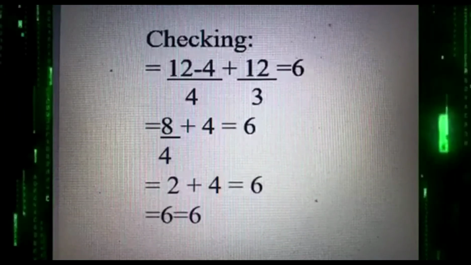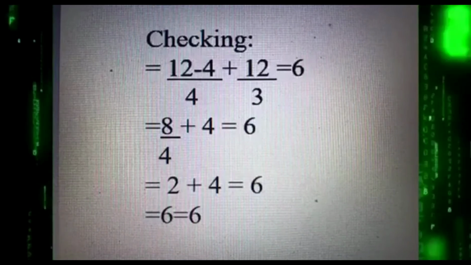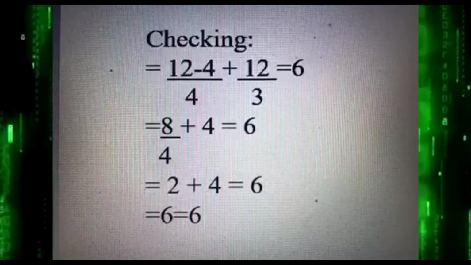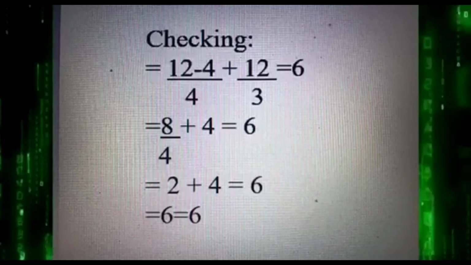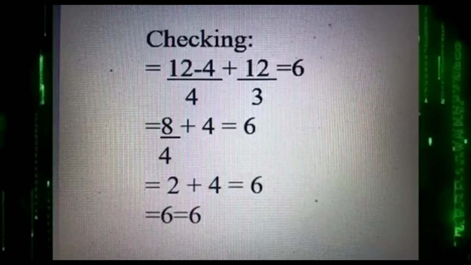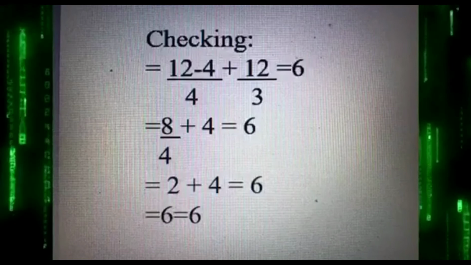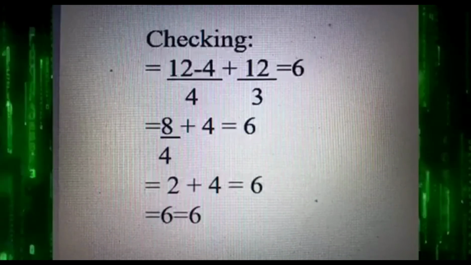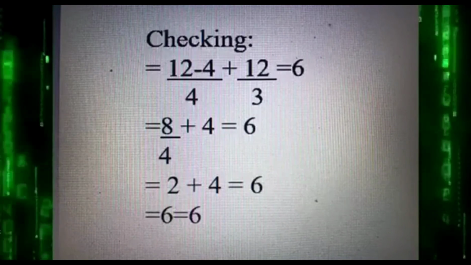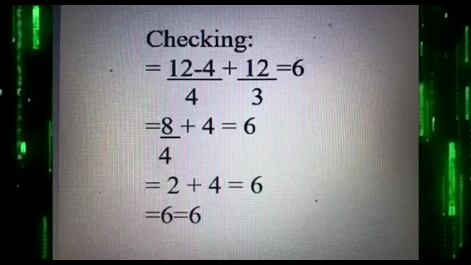So it is going to be (12 minus 4) over 4 plus 12 over 3 equals 6. So 12 minus 4 equals 8, copy over 4, plus 12 divided by 3 is 4, equals 6. So 8 divided by 4 is 2, bring down 4 and 6. So 2 plus 4 equals 6, and bring down equals 6. So our answer is correct.